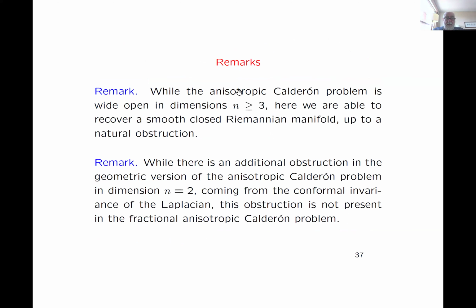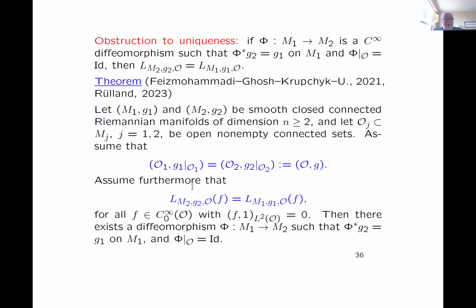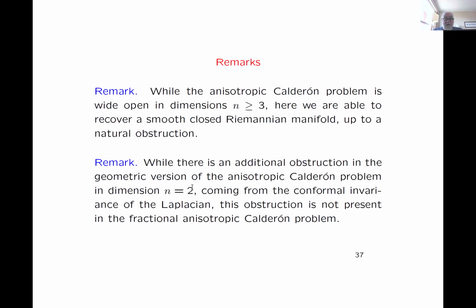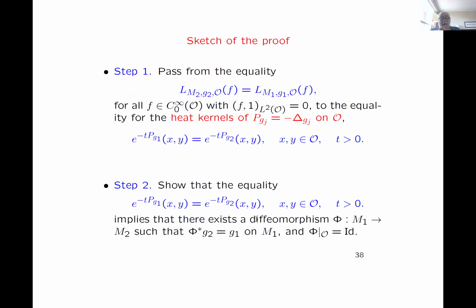And so in the anisotropic case, we don't know the result, even in a smooth, closed Riemannian manifold. As I mentioned, in dimension 2 there is a conformal invariance for the standard Calderon problem, but in this case, this is not conformally invariant. There is no such obstruction in the two-dimensional case. And the method of proof uses the heat equation.